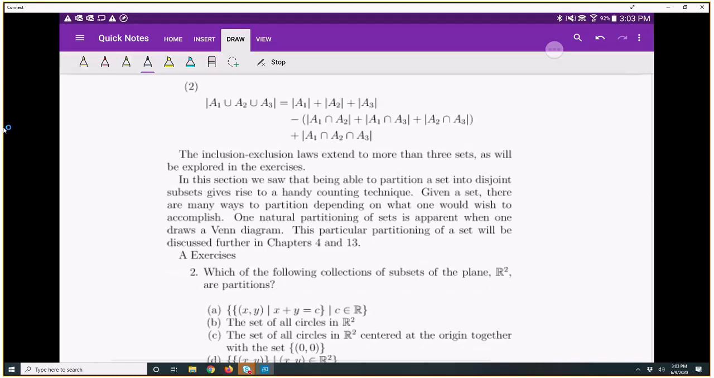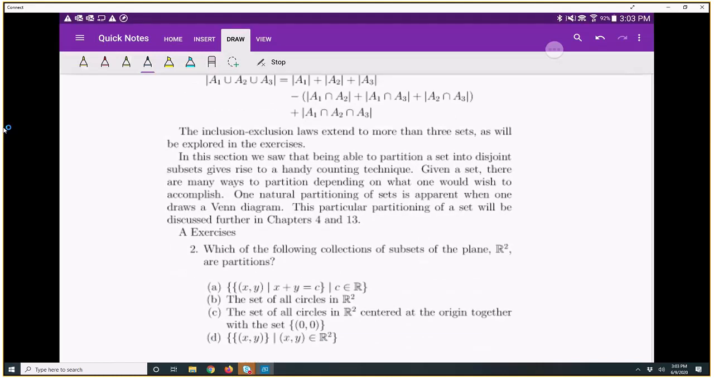So in this section, we've seen that being able to partition a set into disjoint subsets gives us a nice and easy way to count the elements.